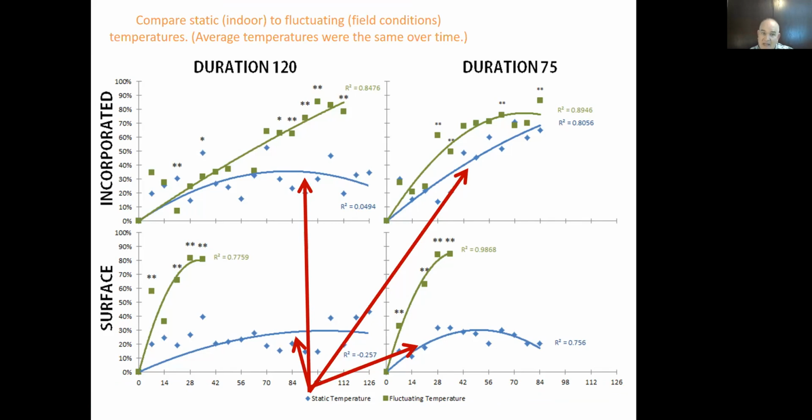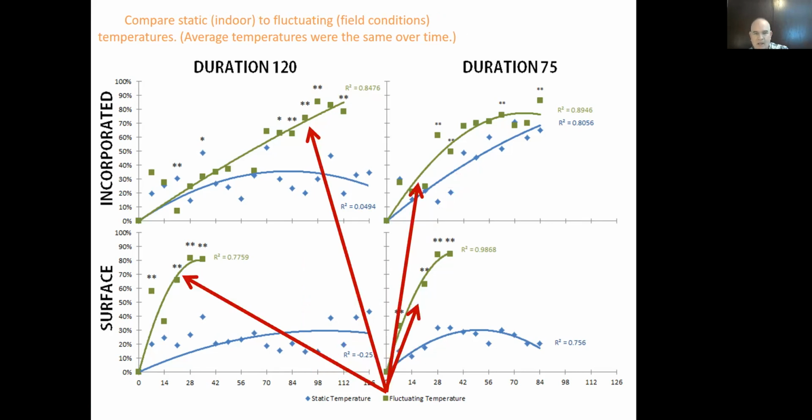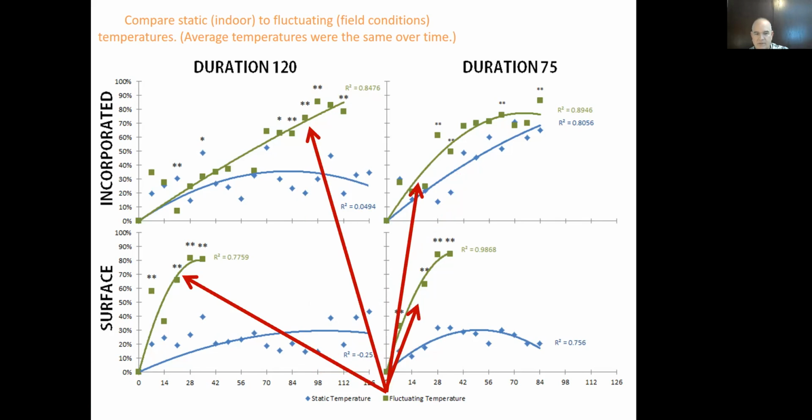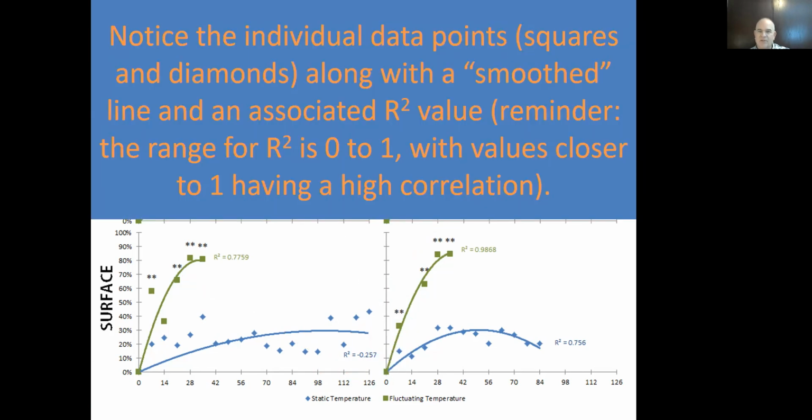We're comparing static, which is lab conditions, or that would be somewhat akin to what is in the soil. If you get that fertilizer into the soil, the temperature doesn't really fluctuate much. And so that's going to be a simulation of what happens in the soil, compared to the field conditions, which is what would happen when it's out on top. So these are fluctuating temperatures and these are static temperatures. That's again what would be similar to what you'd have in the soil versus what you'd have sitting out on top. So notice the individual data points.